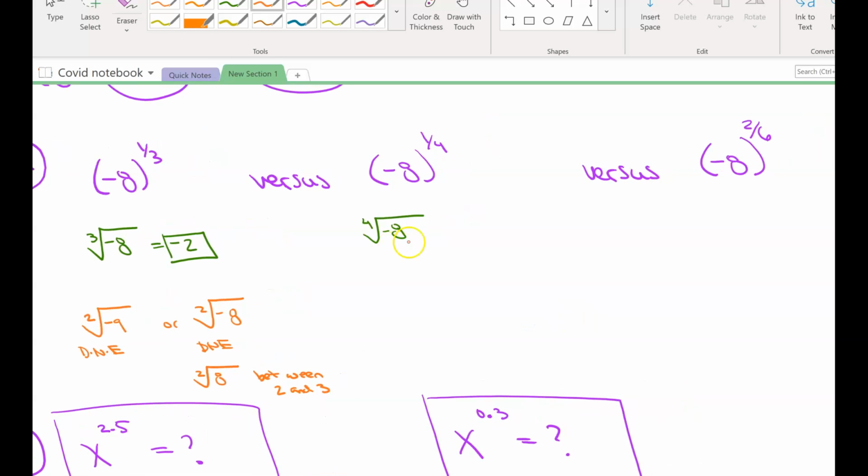The fourth root of -8. Once again, look at this here. We have an even root. And mind you, notice here, this is also an even root, okay? This is an odd root. Well, an even root of a negative number, there is no number where if I multiply it by itself 4 times, because 4 is an even number, that will give me a negative number. So the fourth root of -8 does not exist.